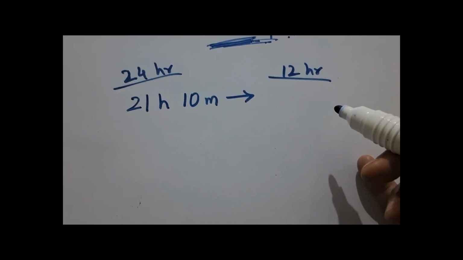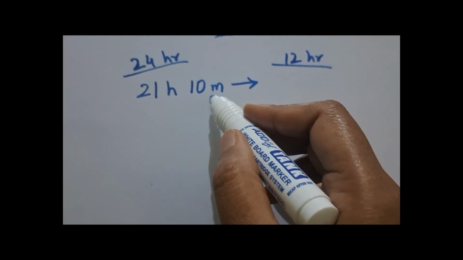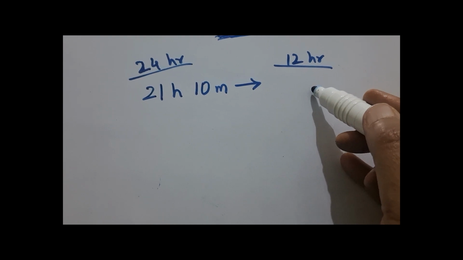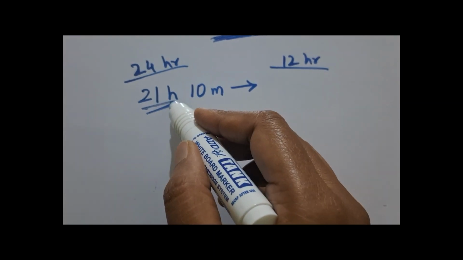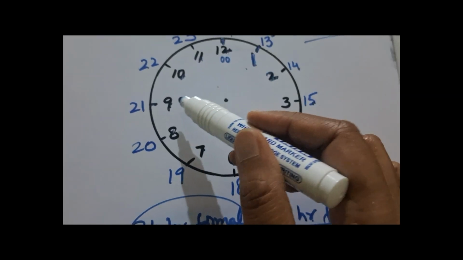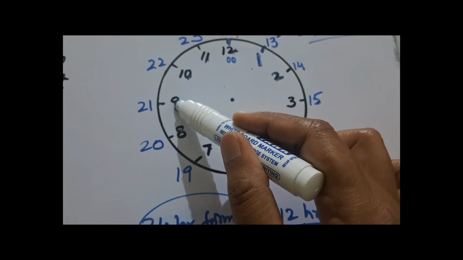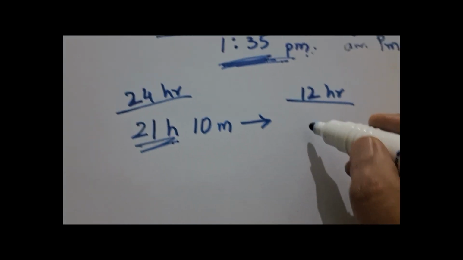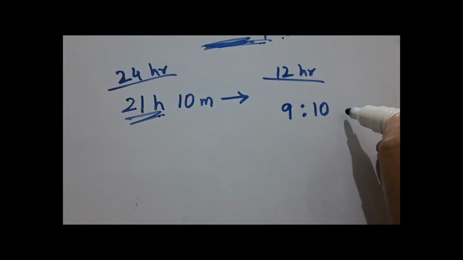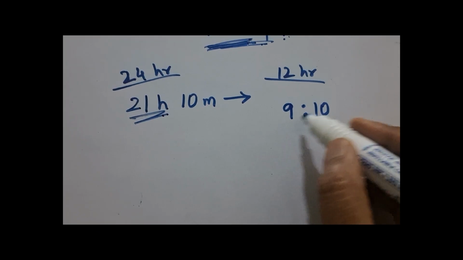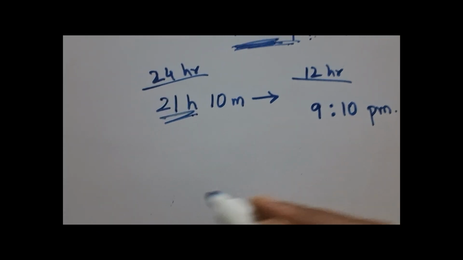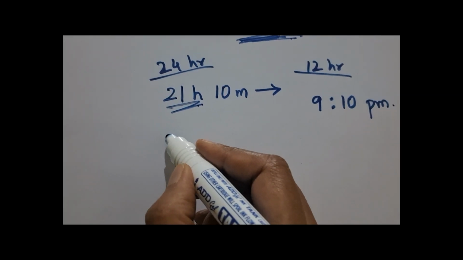Now let us convert this 24-hour clock format to the 12-hour clock format, children. So 21 means what? Here 21 means 9. Night 9. Night 9 hours 10 minutes. Okay, children, and this is at night, so it will be PM.